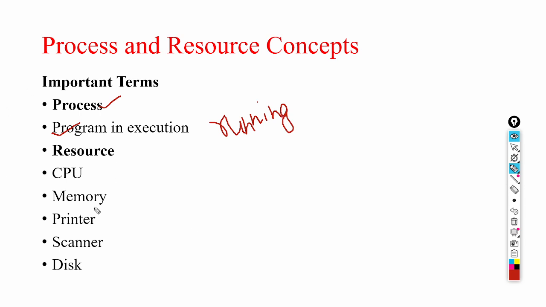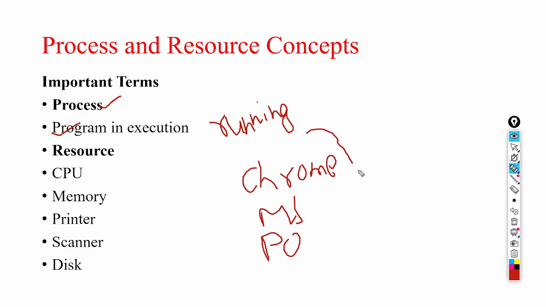For example, the Chrome browser. Whenever you open the Chrome browser, a process is running. And if you open MS Word, a process is running. If you open PowerPoint, or any application on your mobile or laptop, these are all processes running.